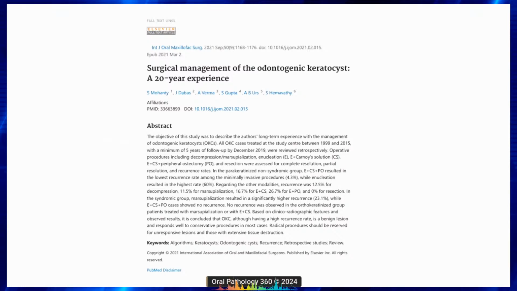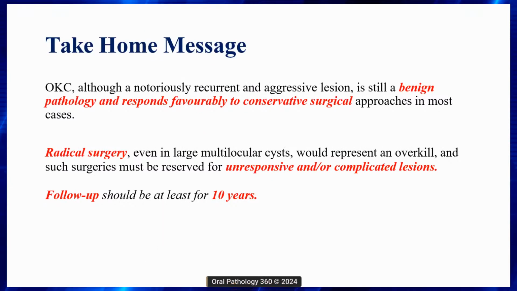The surgical management of odontogenic keratocyst was published in the International Journal of Maxillofacial Surgery in 2021. But at that time, the minimum follow-up of 5 years was completed up to December 2019. Now another 5 years has been added to this 20 years of experience, making it 25 years of treatment of odontogenic keratocyst. So what are our take-home messages?